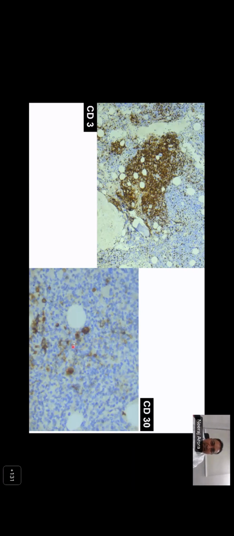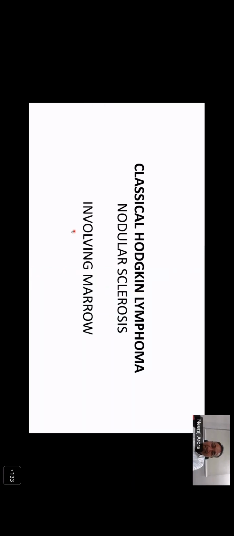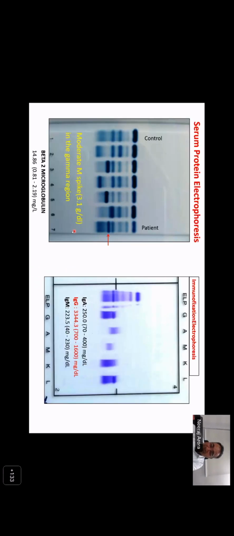So can anyone make the diagnosis now? Sir, Hodgkin lymphoma with smoldering myeloma. I have not come to smoldering myeloma yet. So I'm just showing you the Hodgkin lymphoma involvement in the bone marrow. That's what I'm trying to show you. Okay. Next slide. So up till now, this was a classical Hodgkin lymphoma, nodular sclerosis, involving the bone marrow. This is what the diagnosis was.